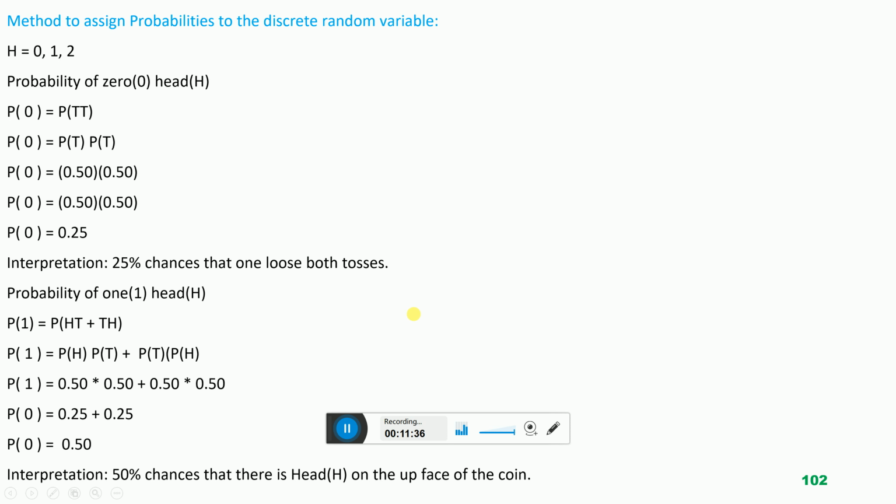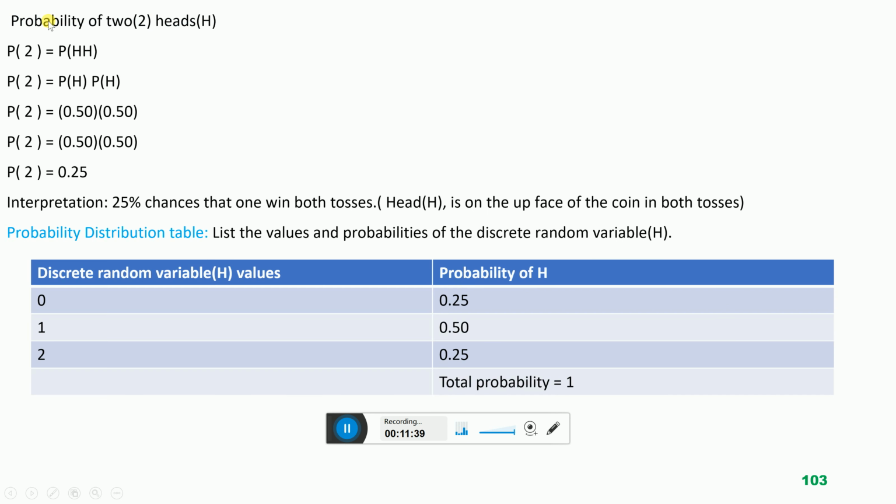So this is interpretation. Now the probability of two heads. The probability of two heads means if we toss a coin twice, what are the chances? Estimate, calculate that both times head will appear. So probability of two tosses means probability of head and head. What does this mean? What is its interpretation?